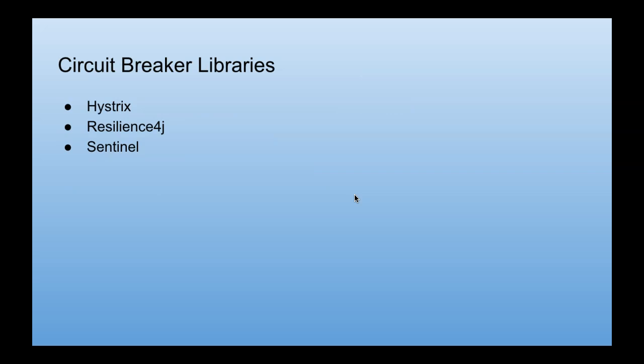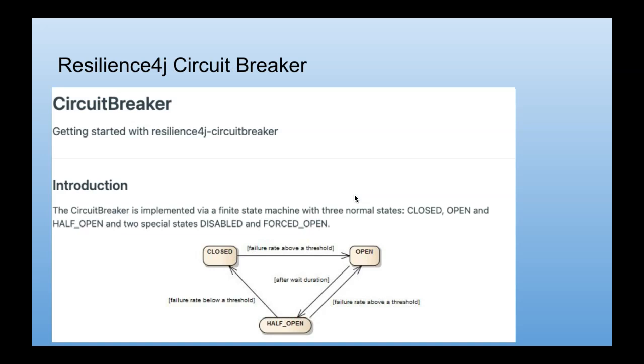Now, which libraries provide this circuit breaker functionality? The most popular one is Hystrix. Netflix developed this, but I think they stopped supporting this library. Some of the other popular alternatives are Resilience4j and Sentinel. So in today's video, we are going to look into the Resilience4j circuit breaker.